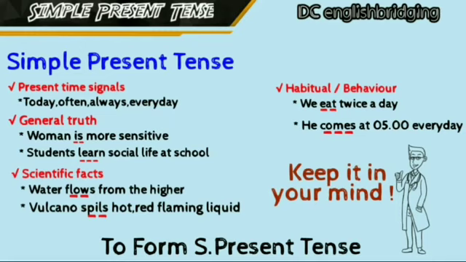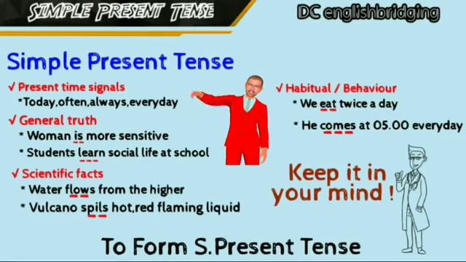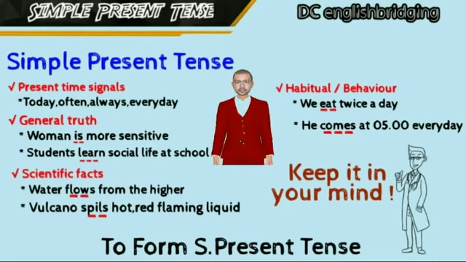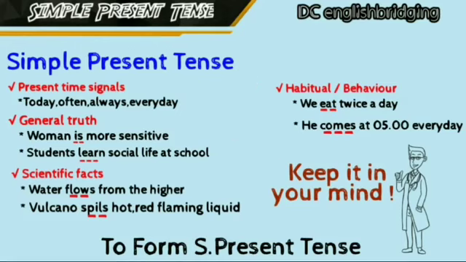Kemudian volcano spills hot red flame liquid. Ya, volcano gunung berapi meluapkan atau memuntahkan ya cairan panas yang merah. Itu memang udah kebenaran umum. Jadi kita harus mengungkapkannya dengan menggunakan verb one, spills, verb one, simple present tense. Dan yang contoh terakhir penggunaannya adalah untuk habitual atau behavior. So, habitual or behavior artinya itu kebiasaan ataupun sikap ya.